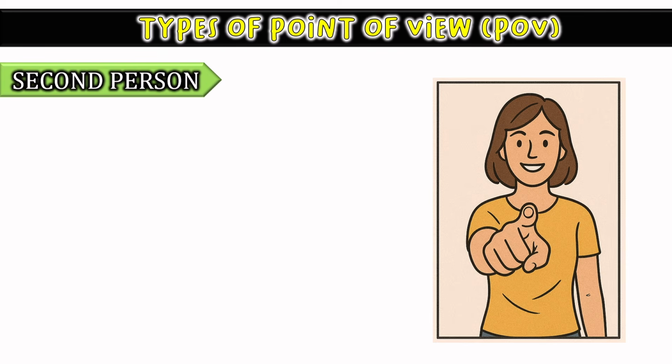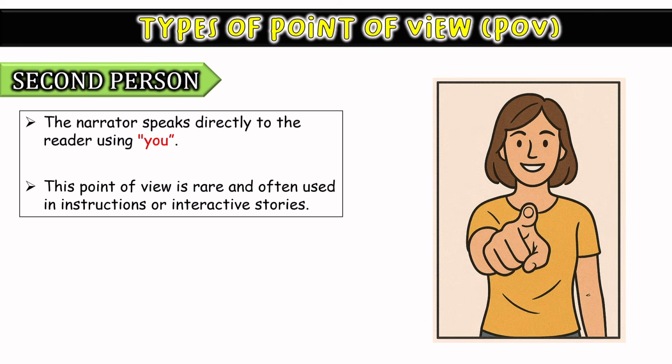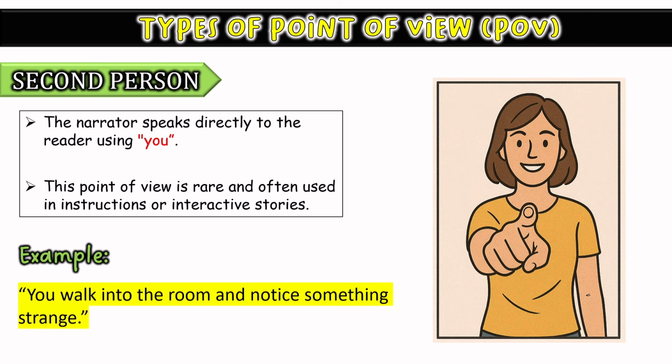Second person point of view. The narrator speaks directly to the reader using you. This point of view is rare and often used in instructions or interactive stories. For example, you walk into the room and notice something strange.